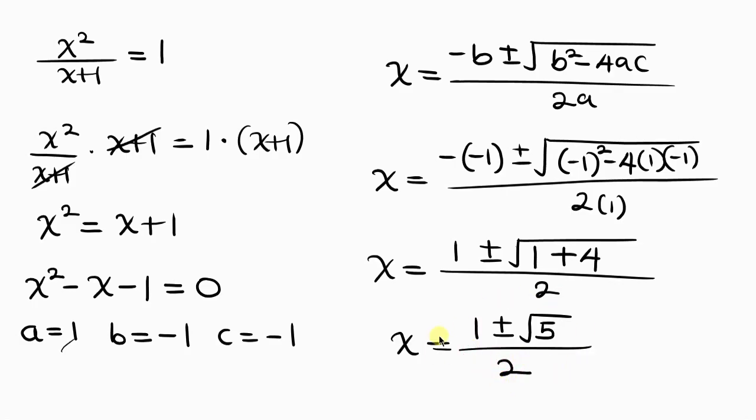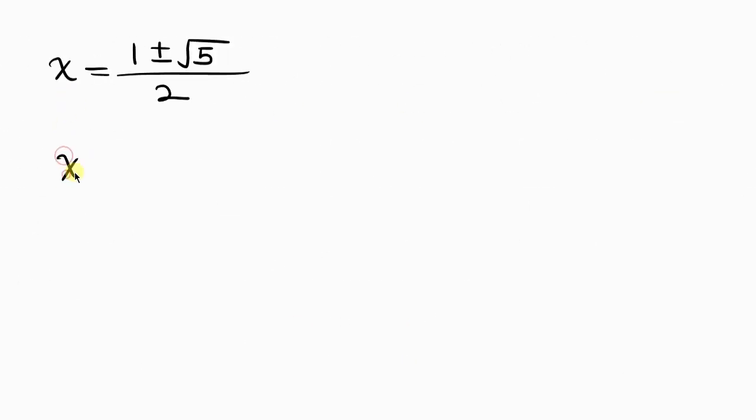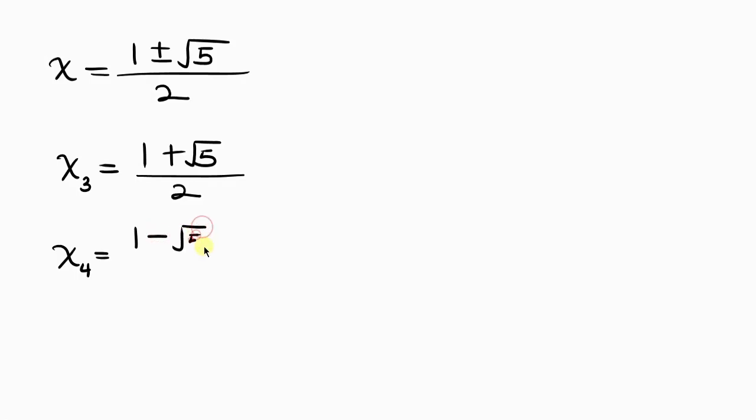So there are actually two values of x here. And this is going to be the third solution, equal to 1, go with the positive, plus the square root of 5 all over 2. And now the fourth solution for x is 1. This time, go with the negative, minus root 5 all over 2. So we've got 2 real solutions and 2 complex solutions, making it a total of 4 solutions.